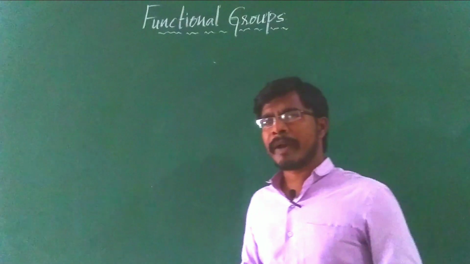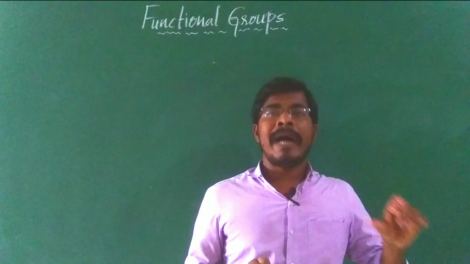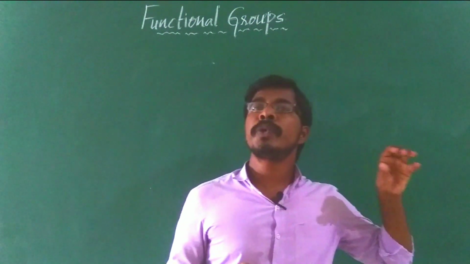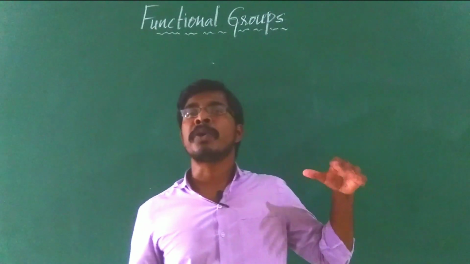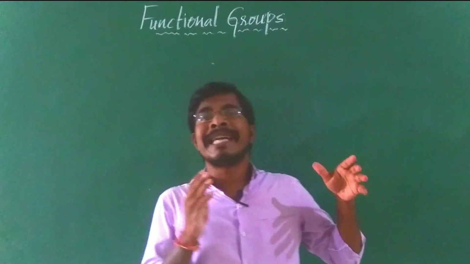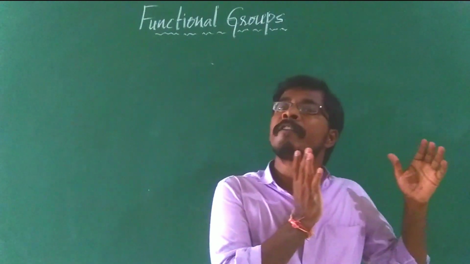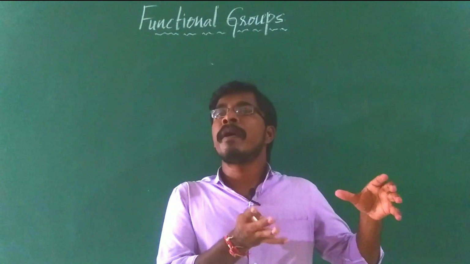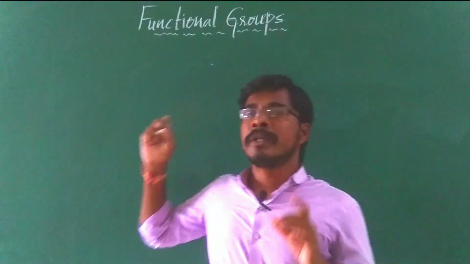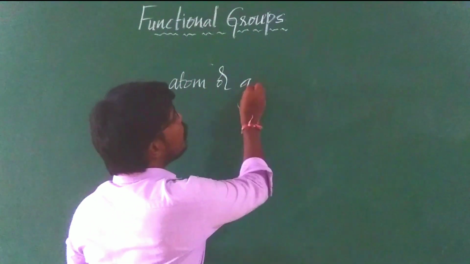A simple definition: a functional group is nothing but an atom or a group of atoms which is attached to a carbon chain or a carbon compound, and that group is going to decide the function of the carbon compound. It is going to change the property or the function of that carbon compound. So those types of atoms or groups are called functional groups. Simply, it is an atom or group of atoms.